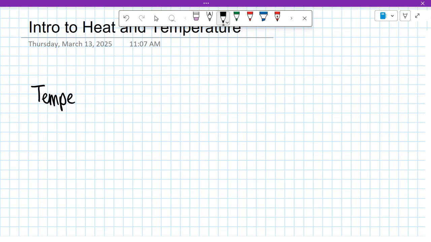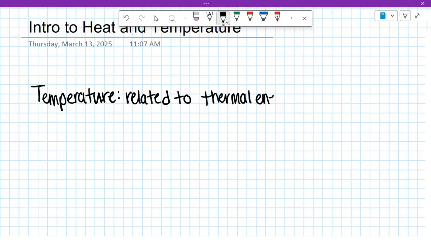Temperature. There we go. Okay. So thinking back to chemistry, specifically ideal gases, we know that the temperature is related to the thermal energy of the object, right? Which at that very small level is related to the kinetic energy of the molecules.